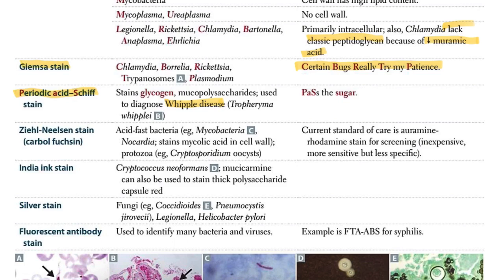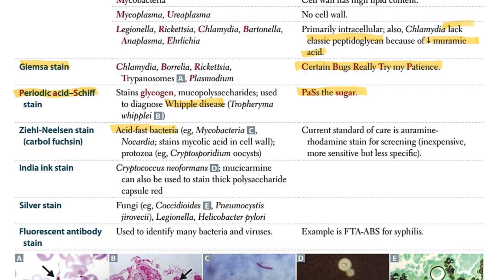And that mnemonic is "pass the sugar." PAS means periodic acid-Schiff, sugar means glycogen. Next one you can see is the Ziehl-Neelsen stain, that is an acid-fast stain. So what does it detect? It will detect acid-fast bacteria, like acid-fast organisms.